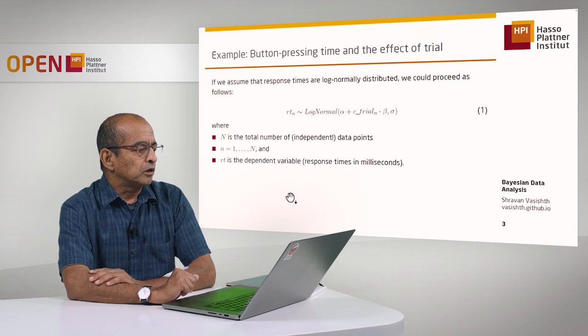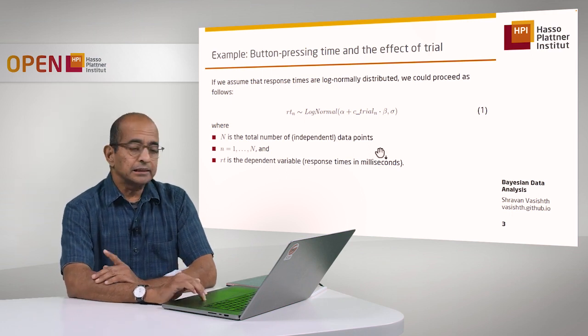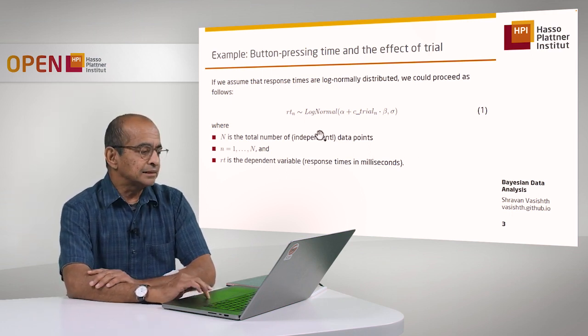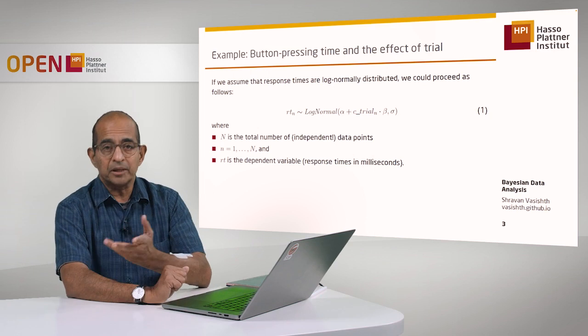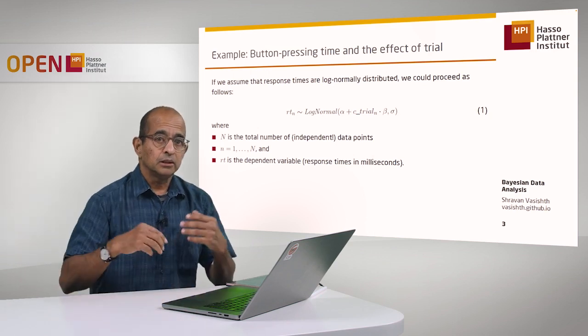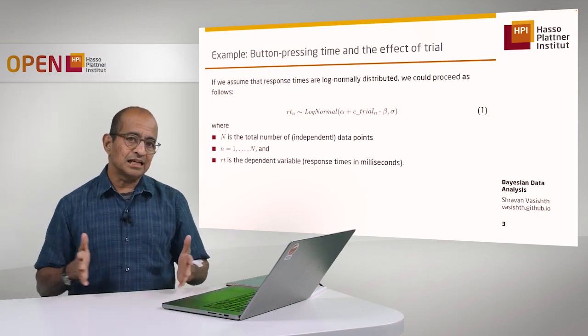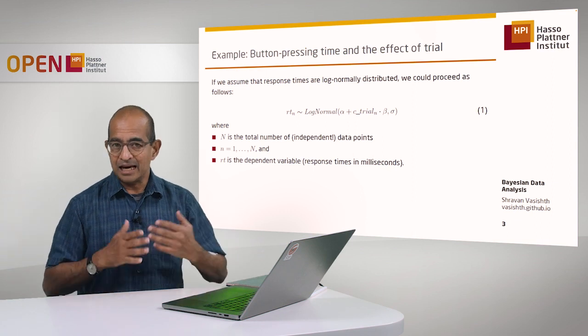All right, so here's my model again. It's a simple model, just like the normal likelihood I showed you earlier, except for this important change. Now I'm assuming a log normal likelihood. Why am I assuming a log normal likelihood? Well, the reason is that the reading time cannot be negative, right? It has to be positive.